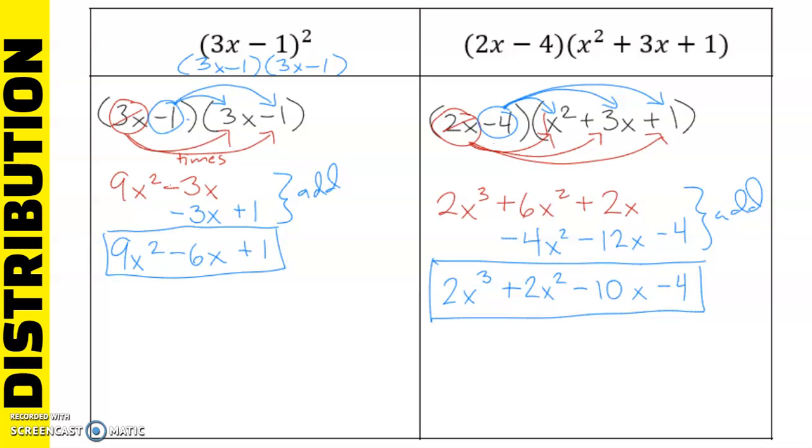So that's distribution. Mind your signs, mind your exponents. Be organized about it. Make sure you multiplied everything in the other side by the first term, then go to the next term, and just keep track of it. It's easy to lose pieces, but the more organized you are, thoughtful about it, you'll do great.